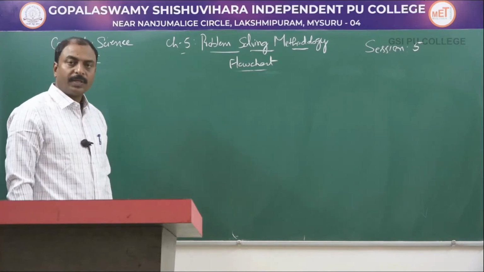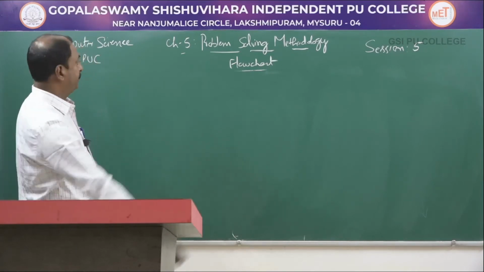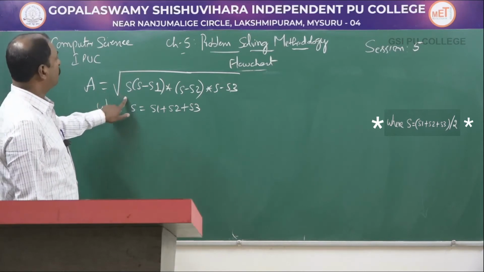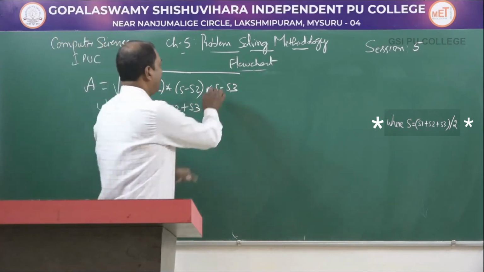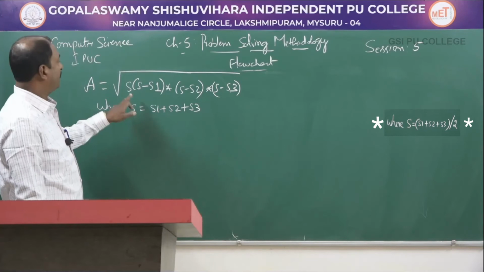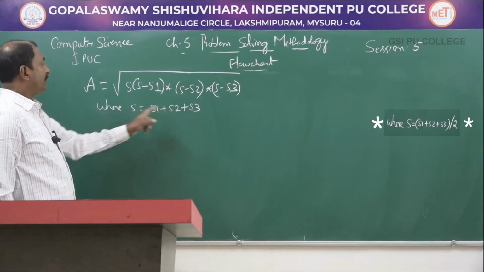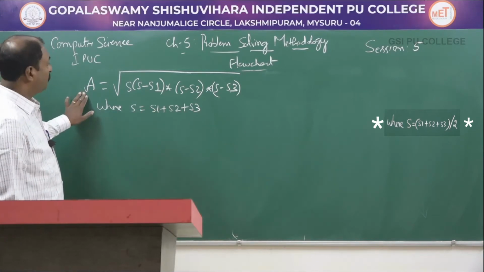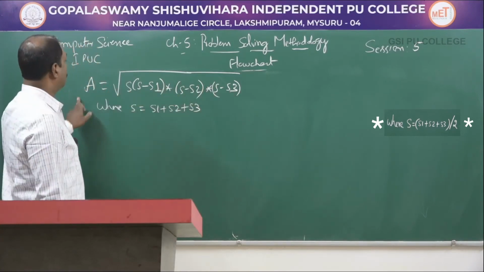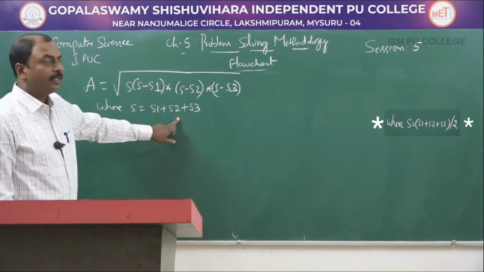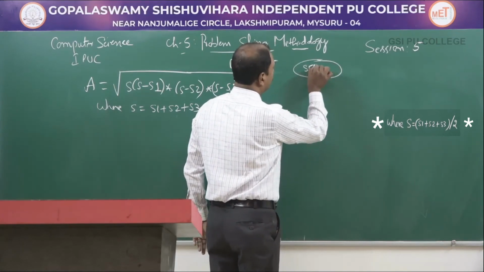Next example is again to find the area of a triangle where the sides are given. The formula is area equals the square root of s into s minus s1 multiplied by s minus s2 multiplied by s minus s3. Here, what is s? S is nothing but half of s1 plus s2 plus s3. In order to find the area, we should know the values of s1, s2, s3. Then, according to the formula, we calculate the area. So step 1 is, first we start the algorithm.